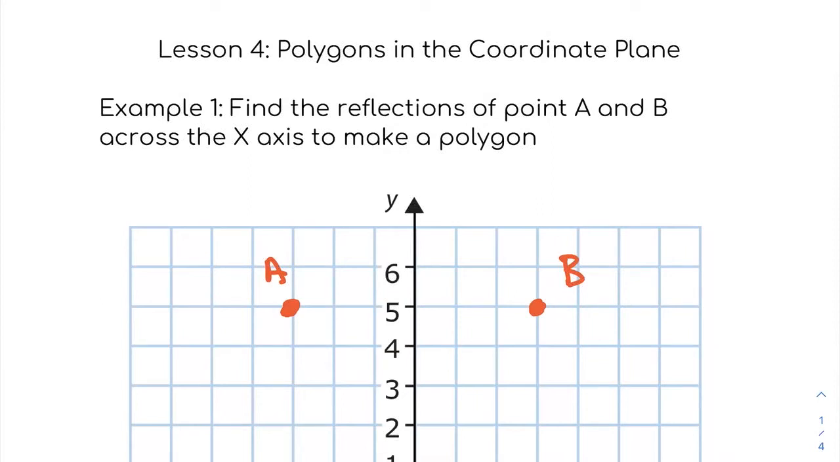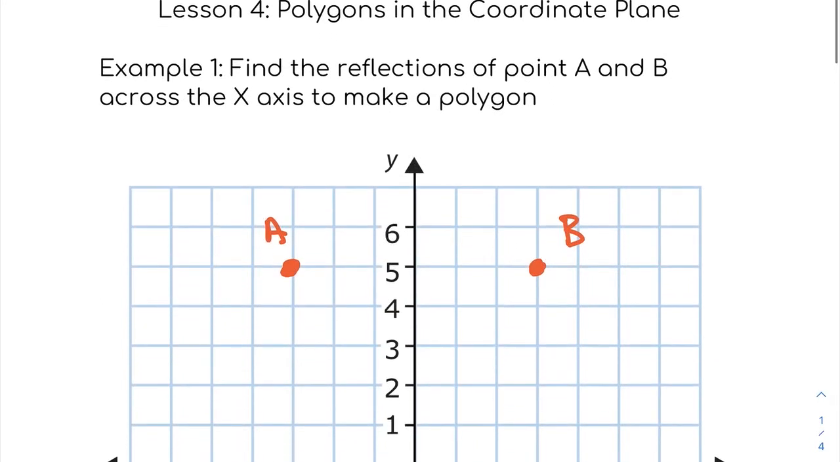Hi everybody, so today we're going to be jumping into our fourth and actually last lesson in our coordinate plane topic, and we're going to be talking about polygons in the coordinate plane today. So let's jump right into it.